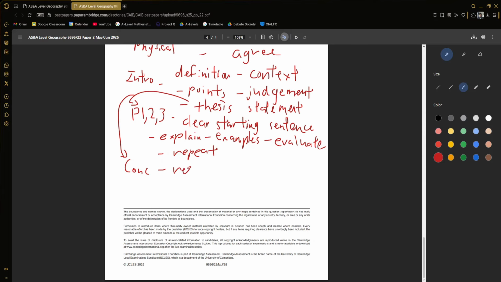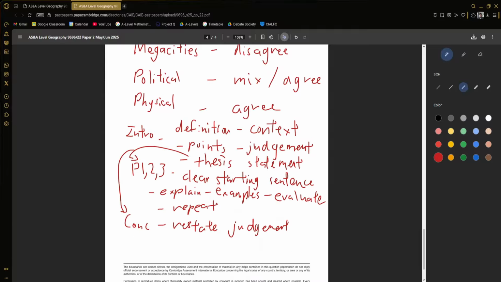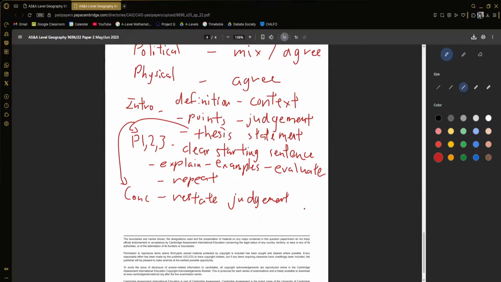Conclusion: you restate your judgment again. So you state how you strongly agree or largely agree or moderately disagree, whatever you want. And then you expand on your thesis statement.